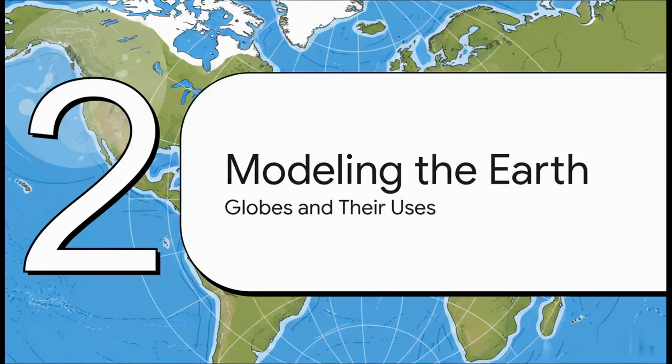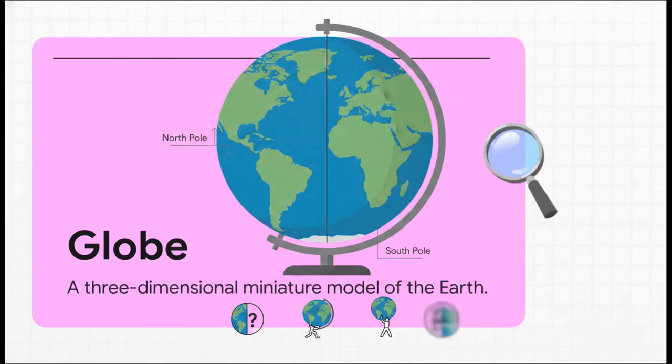So moving on to Section 2, let's talk about modeling the Earth, specifically globes. So we needed a way to study all of this, right? That's why we created the globe. It's basically a 3-dimensional miniature model of the Earth. It's designed to be an almost perfect copy that represents our planet in a really simple, highly accurate way. It even rotates, exactly like the real Earth spins on an imaginary axis between its 2 endpoints, the North Pole and the South Pole.